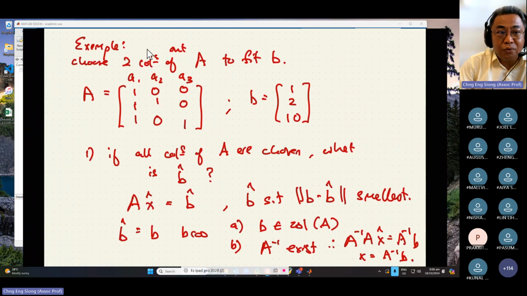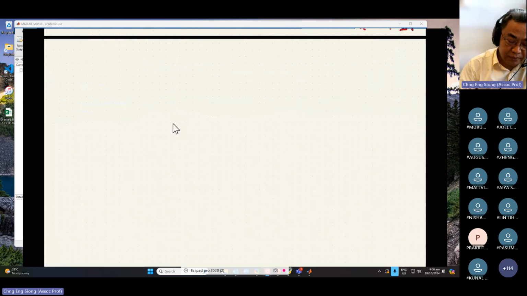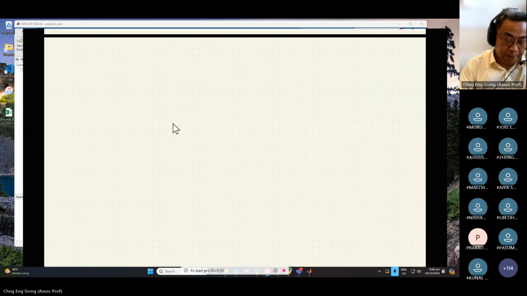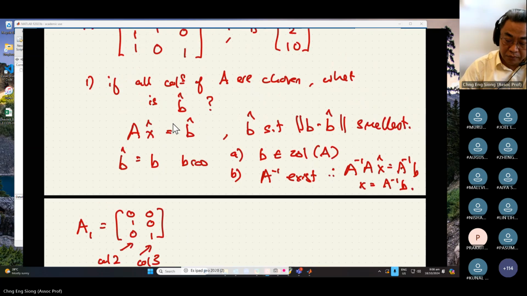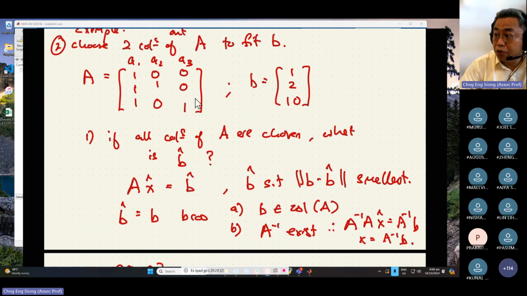But the second question is difficult. The second question asks, now you cannot choose all the columns. You can only choose 2 of the columns. So how many permutations can you have, guys? So let us choose 0, 1, 0, 0, 0, 1. We are choosing what? Column 2 and column 3, right, guys? I'm choosing column 2 and column 3.